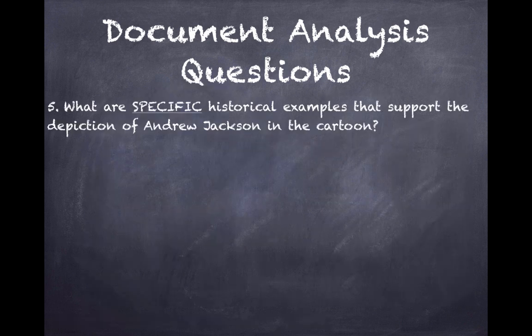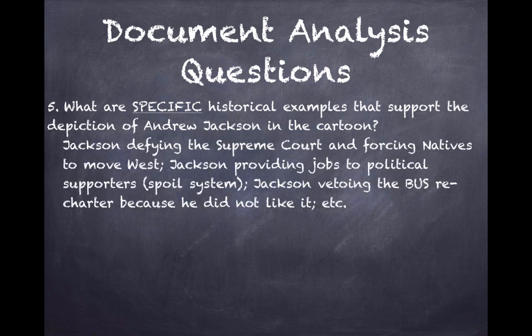Okay, so what are some specific historical examples that could support the depiction of Andrew Jackson in the cartoon? If you see this in a short answer, they're going to want you to provide some specific info that would support the depiction. Well, you have him defying the Supreme Court, as we talked about, and forcing natives to move west. Jackson also provided jobs to political supporters, the idea of the spoils system, and he gave it to supporters, not necessarily based on how qualified they were. Jackson vetoed the Bank recharter because he did not like it, not because he thought it was unconstitutional. He was the first president to veto something because he didn't like it, not because he thought it was unconstitutional.